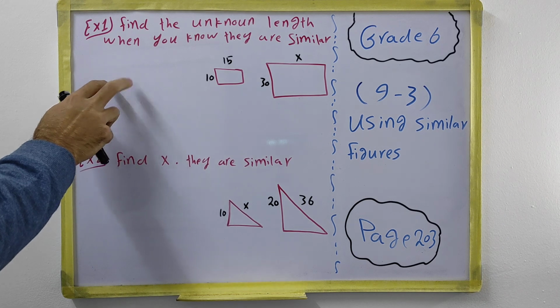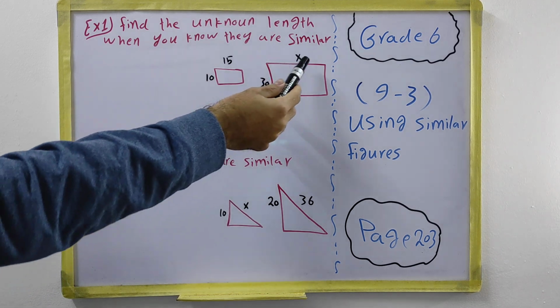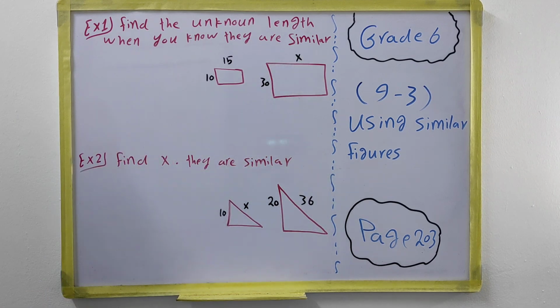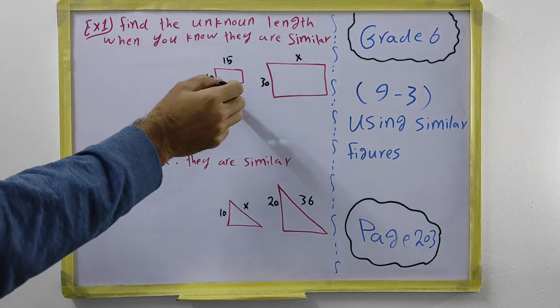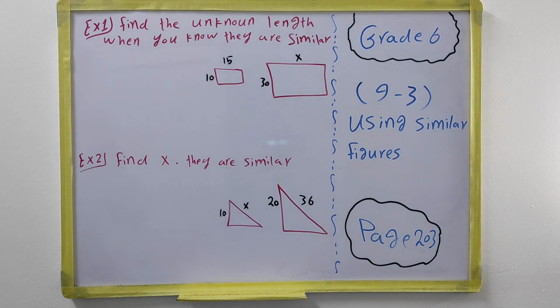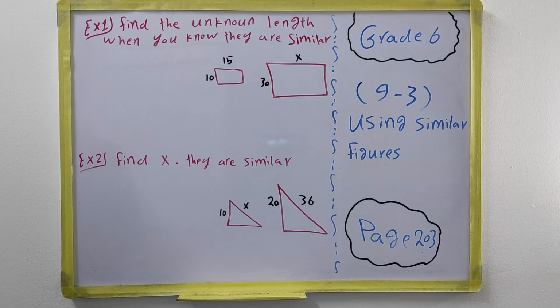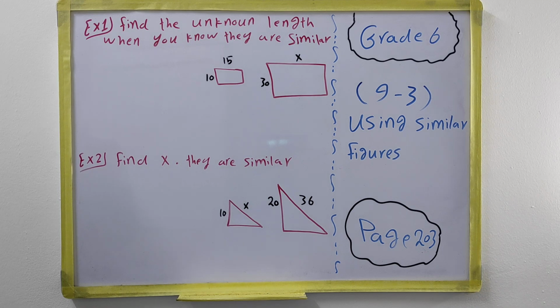Now in this lesson we are using similar figures to find an unknown length, which is one of the sides. We don't know how much it is, but we know that the shapes are similar. The question tells you to find the unknown length. When you know that the shapes are similar, always put the numbers of the smaller shape on the top of the fractions, and the numbers of the greater shape on the bottom of the fractions.